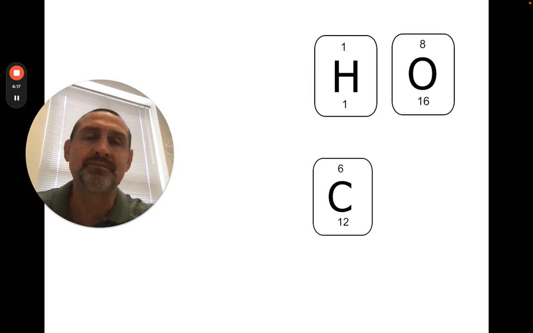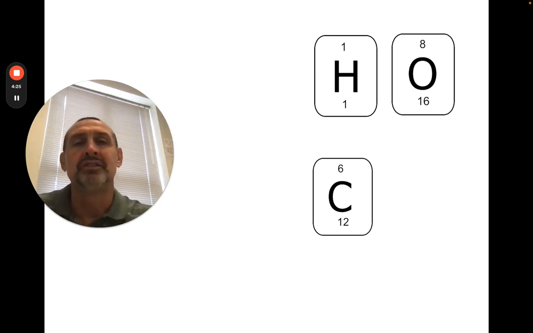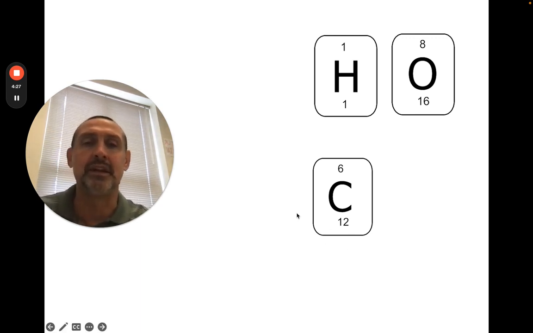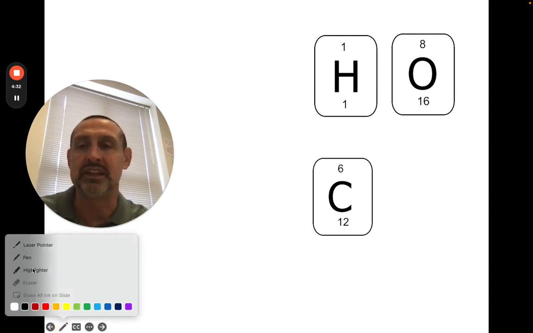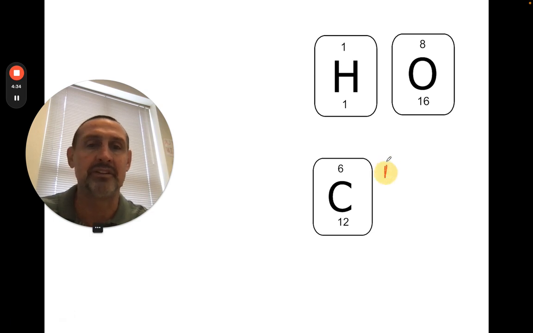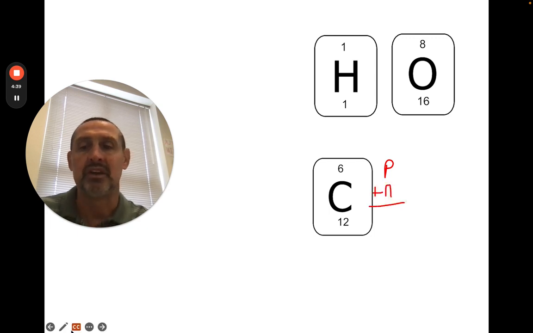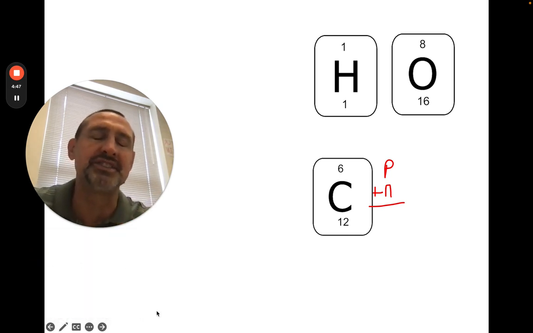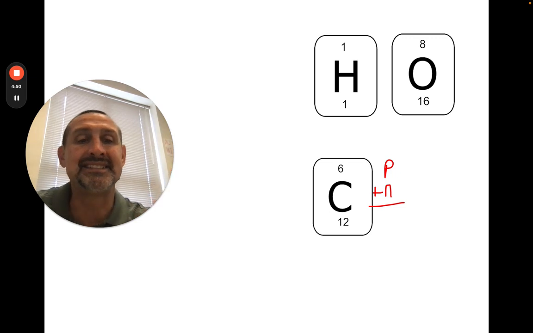So what's the bottom number? The bottom number is the weight of the atom, the atomic mass. Well, how do you get that number? The atomic mass is the number of protons plus the number of neutrons. So to get the atomic mass, you're going to take protons plus neutrons. So if you're looking at carbon, there's 6 protons, 6 neutrons for a total of 12.